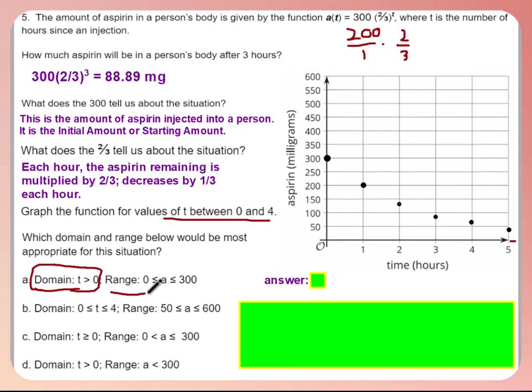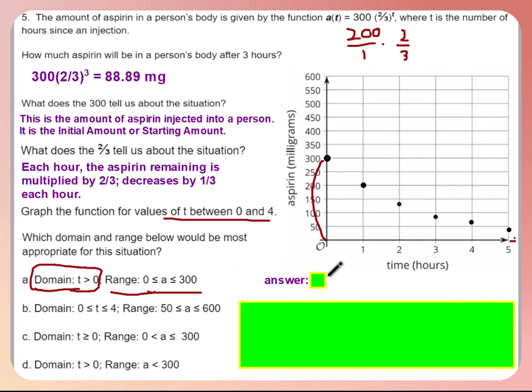Now, the range is going to be the outcome. The range starts at 0 because we're going down. Okay, approaching 0 as we move out each hour. That dose is cycling out of our blood. So 0 to 300.